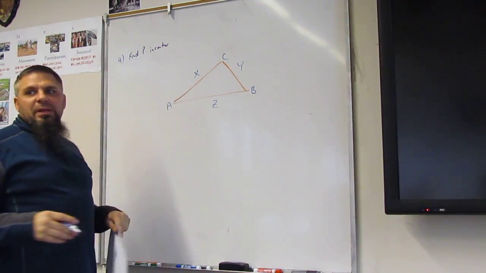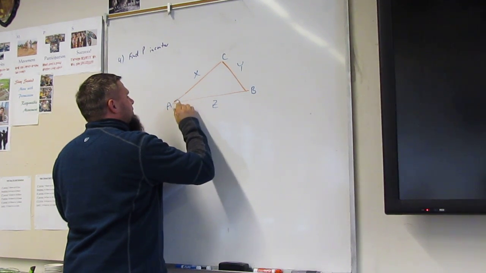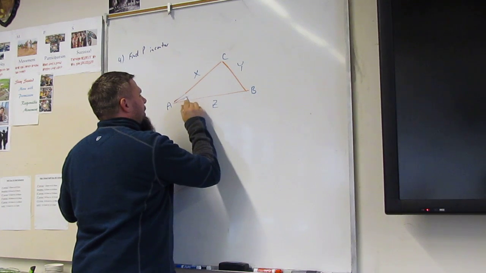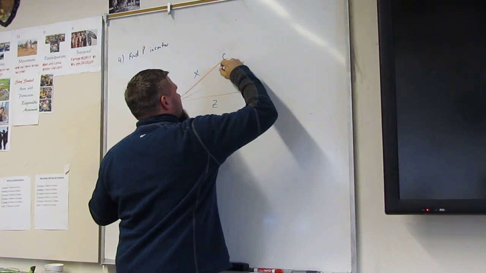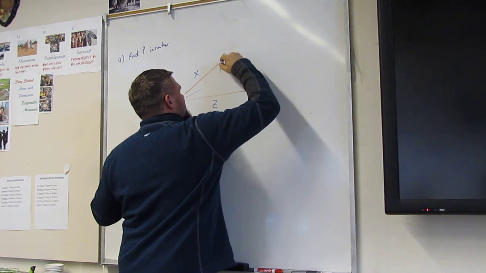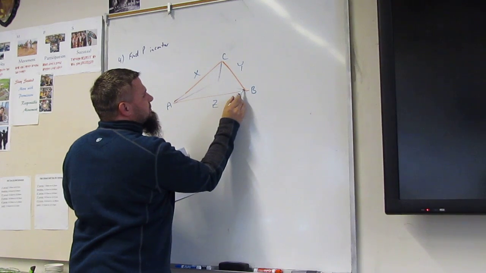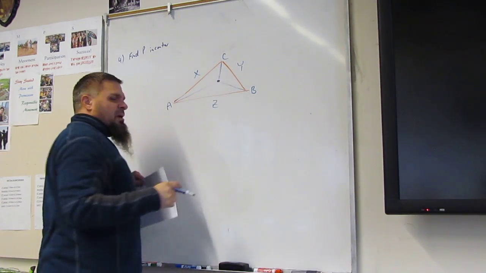Okay, to find P, we're going to cut A in half. So let's make sure these are straight. So I can cut this in half. Okay, cut this in half. Cut this in half. And they meet right there.